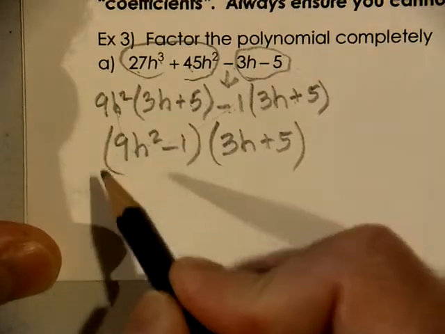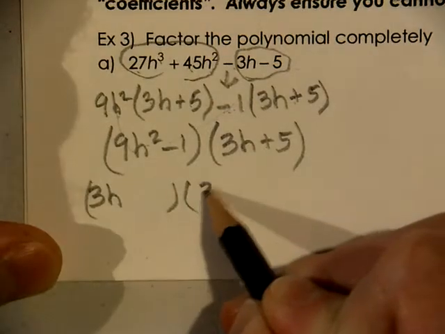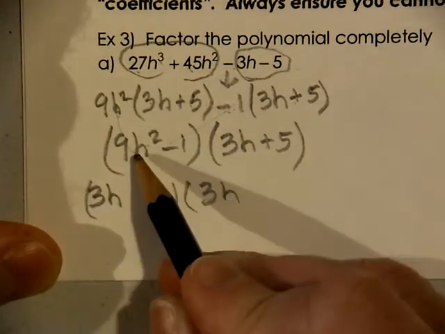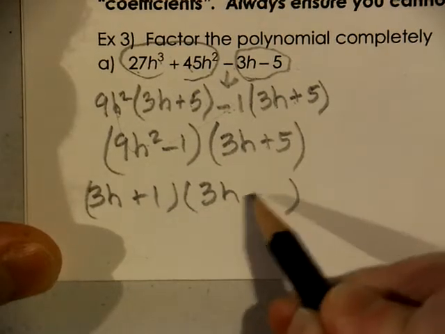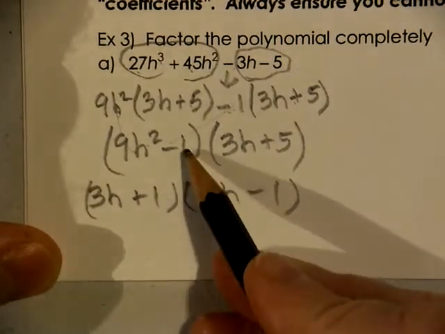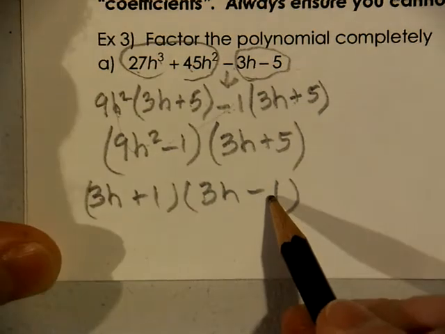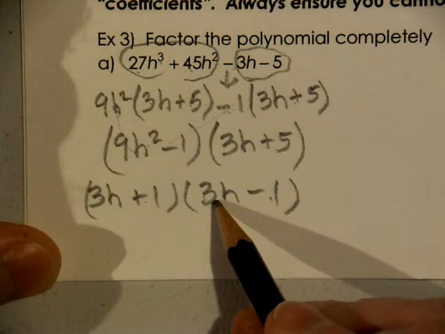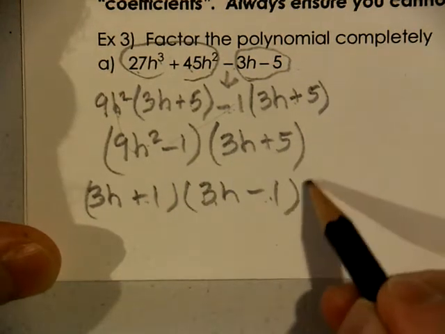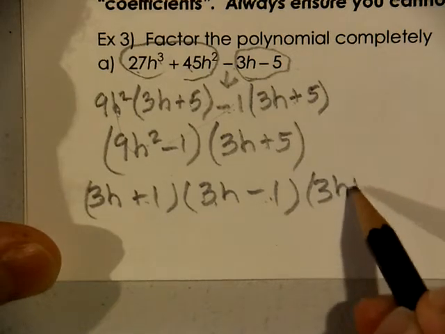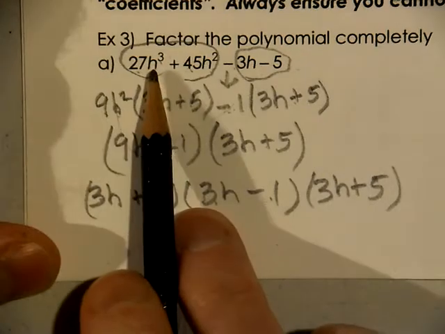So take the square root, which is 3h and 3h. That makes 9h squared. A positive 1 and a negative 1 would multiply together. So you have 9h squared, negative 3h, positive 3h, cross out to be 0, and then 1 and 1 makes 1. And then don't forget your last term. It's got to be 3 h's there to make a cube.